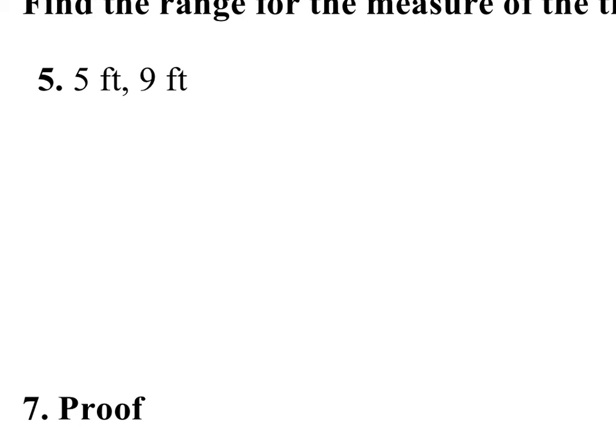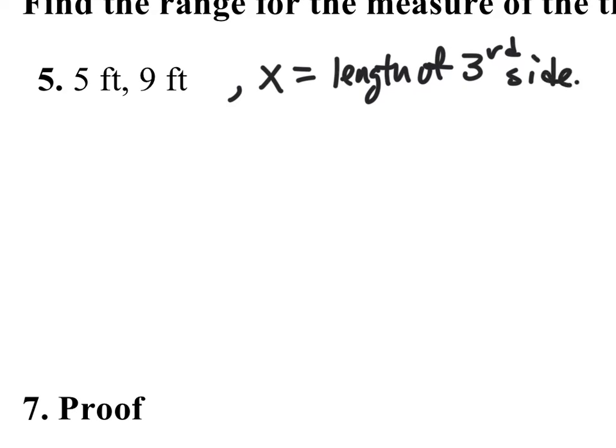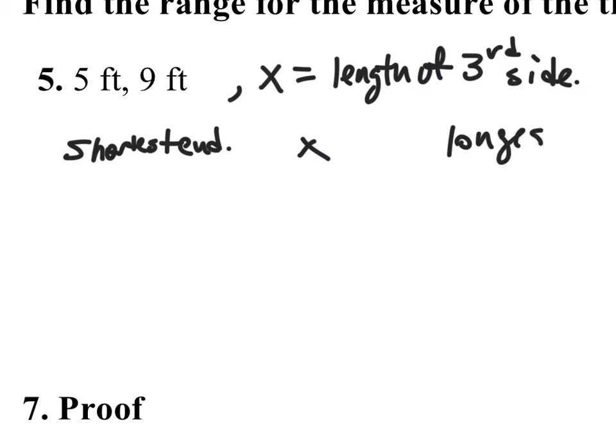So here's what I want. I'm going to have x equal the length of the third side. And I'm going to set up what's called a compound inequality here. I'm going to label the shortest side, then I'm going to put x, and then I'm going to put the longest side. I don't know why I said end. Let me rewrite that as shortest side.